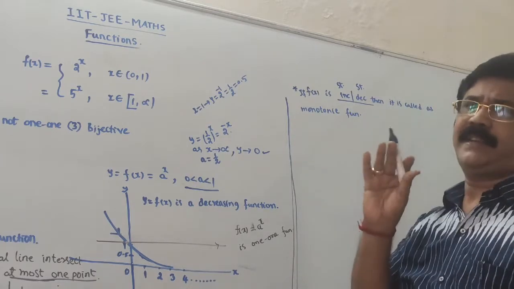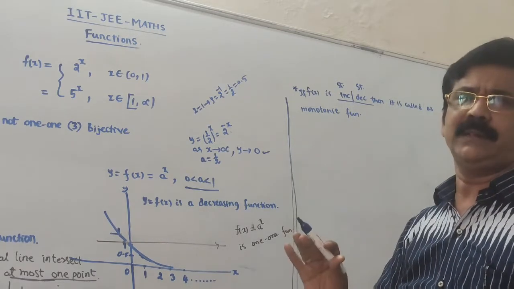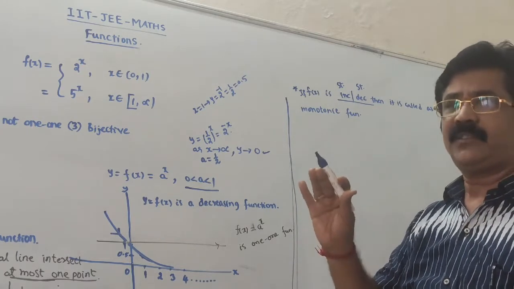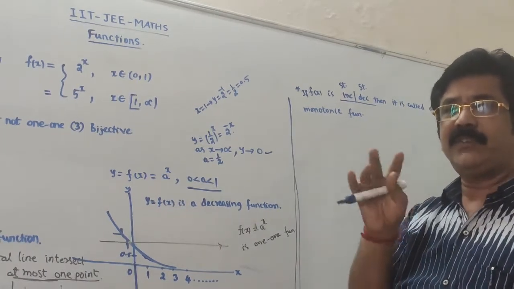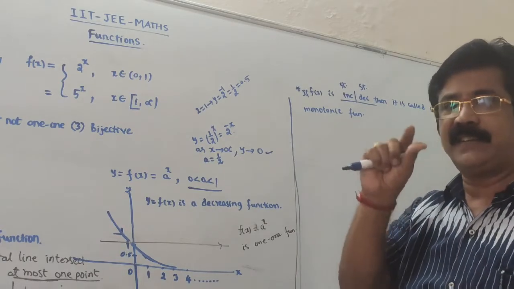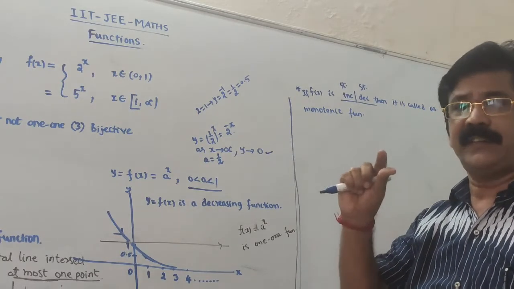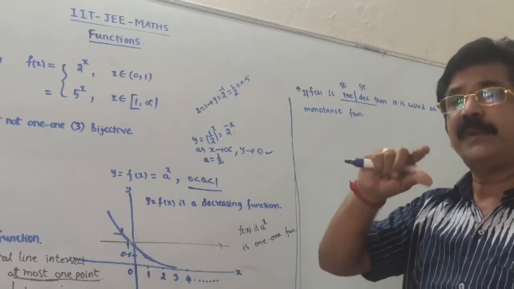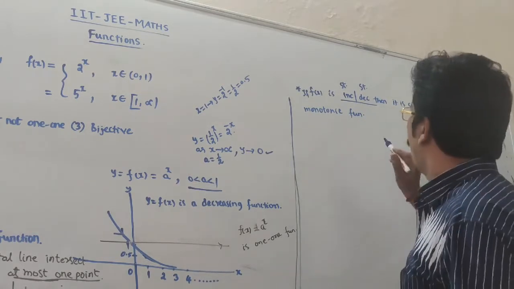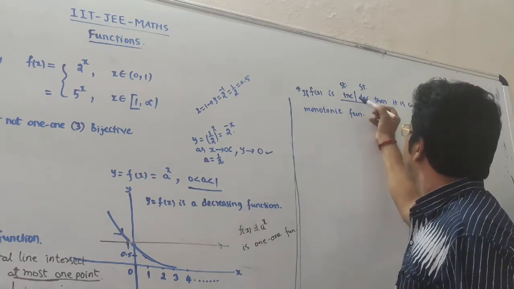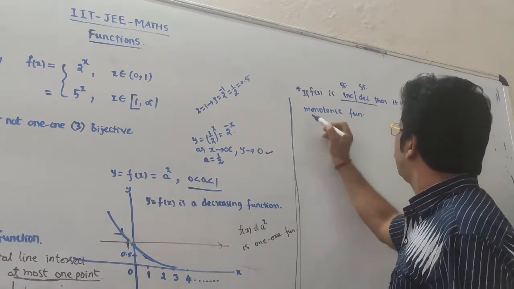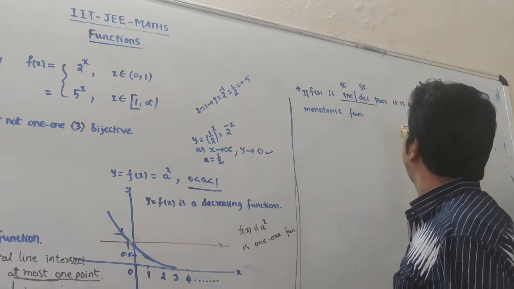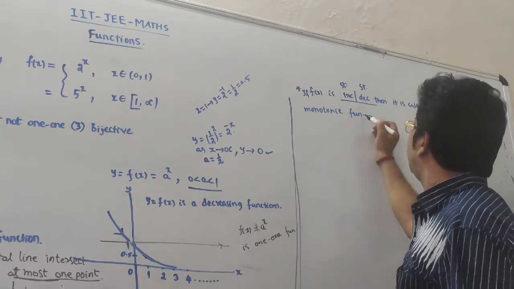Of course, if it is only increasing, it is also monotonic. Only decreasing, it is also monotonic. In calculus, we can study the difference between the two words increasing and strictly increasing, decreasing and strictly decreasing. Later I will explain these two words in algebra also. You look at the board. So if f of x is increasing or decreasing, or strictly increasing or strictly decreasing, then it is called a monotonic function.